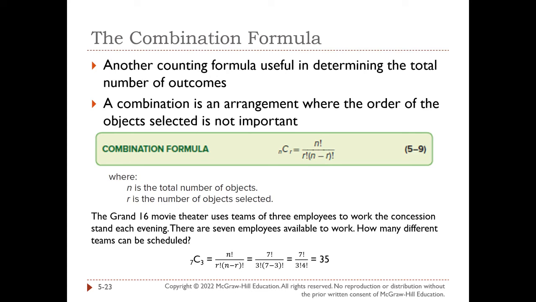Now, so, really the order doesn't matter. And logically, the number of combinations is always less than the number of permutations. In this example, 7 employees taking 3 at a time would create the possibility of 35 different teams. That's it.